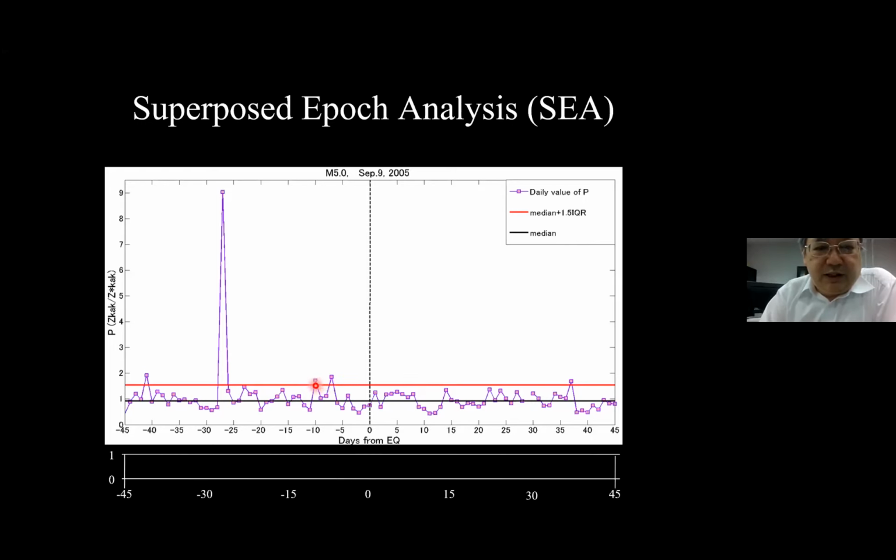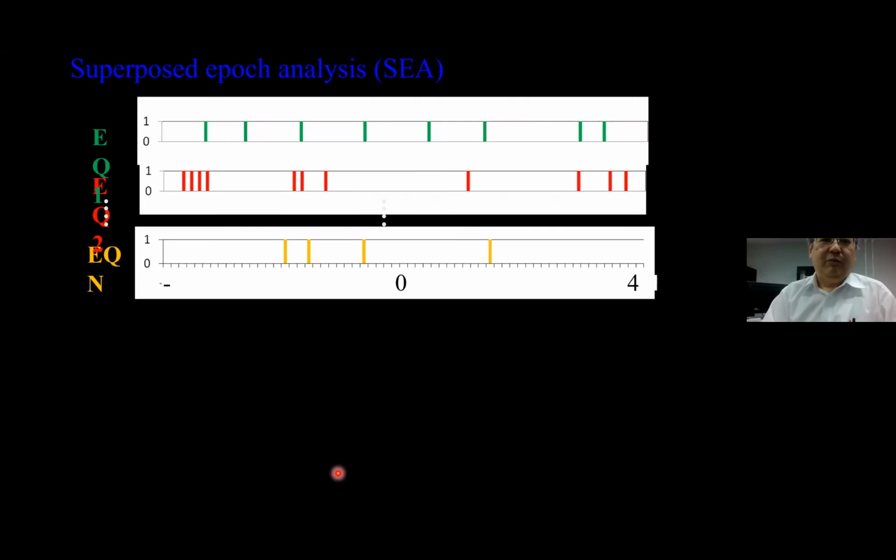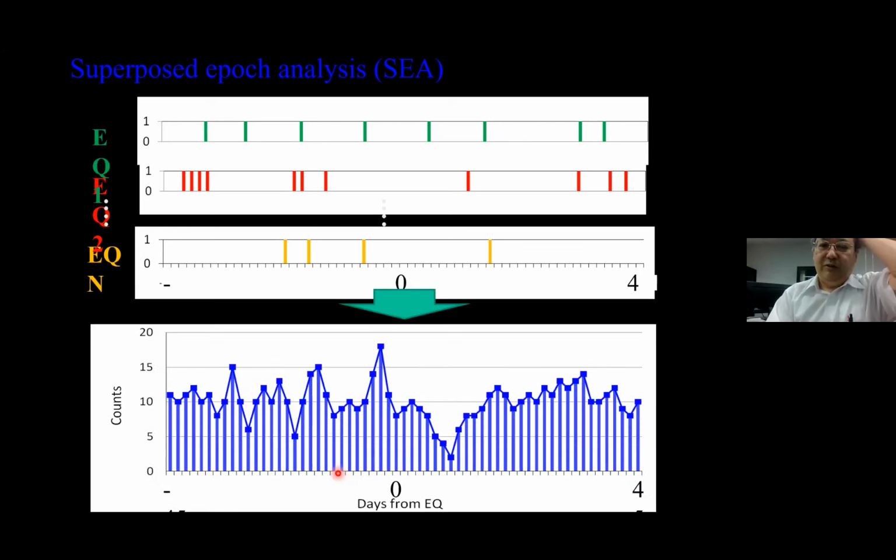And the data that exceeds this threshold value is anomalous. This is a normal state. So we use binary data, normal days and abnormal days. And we sum up the 50 earthquake days and make the histogram of the normal state like this one. So for the 50 earthquake days, we can count this way.